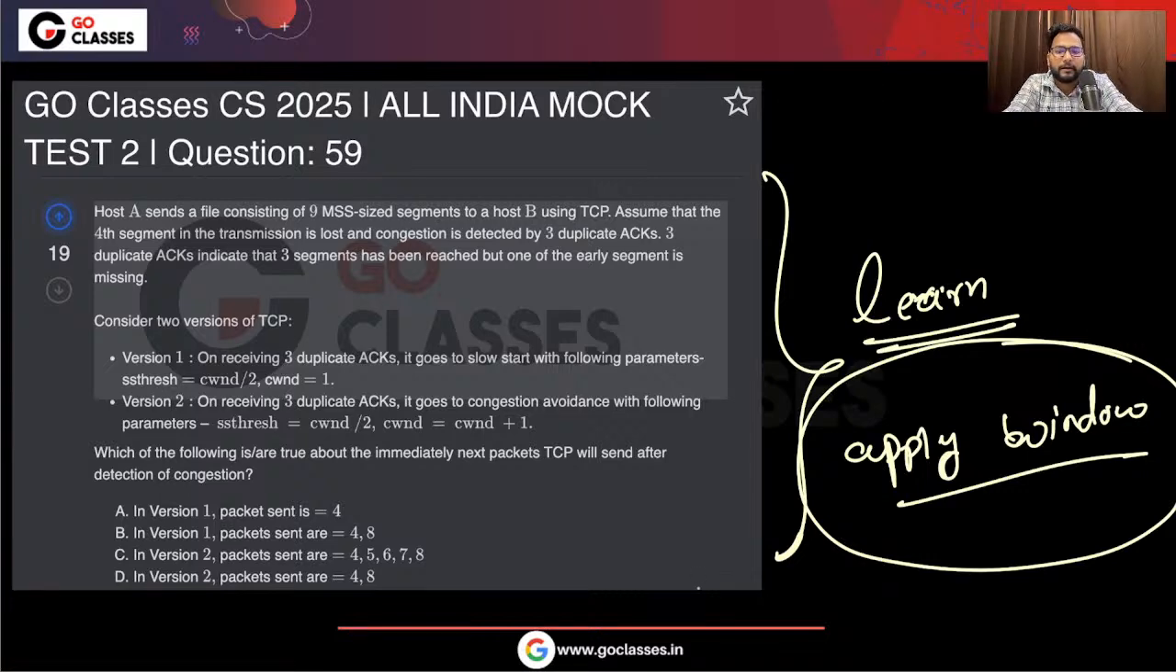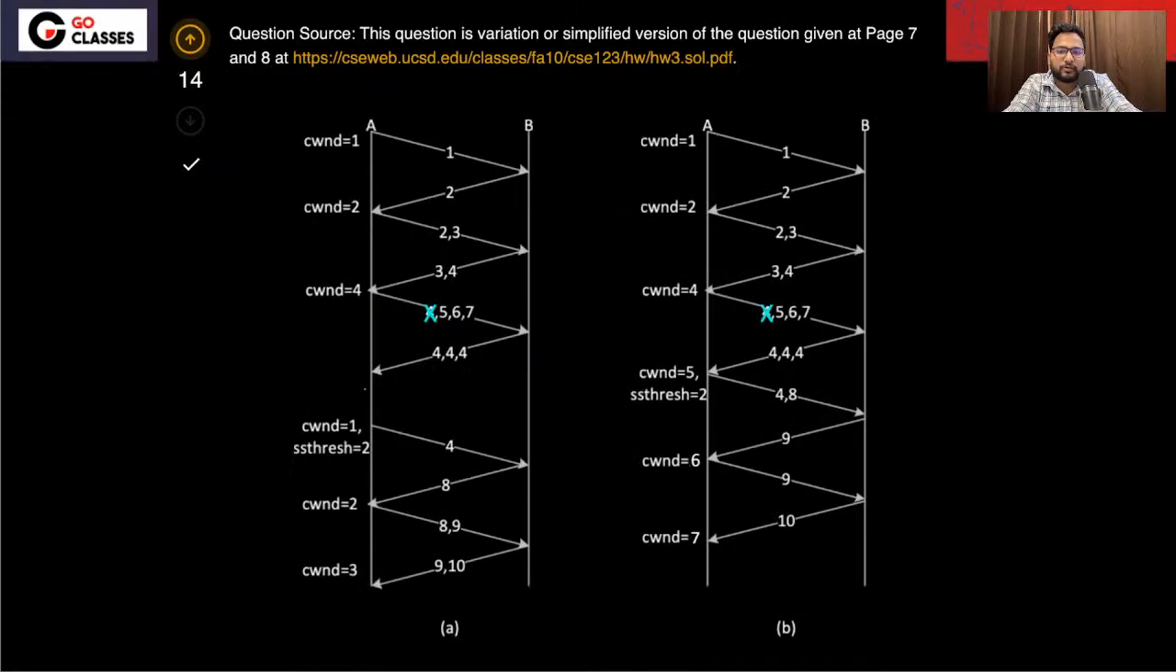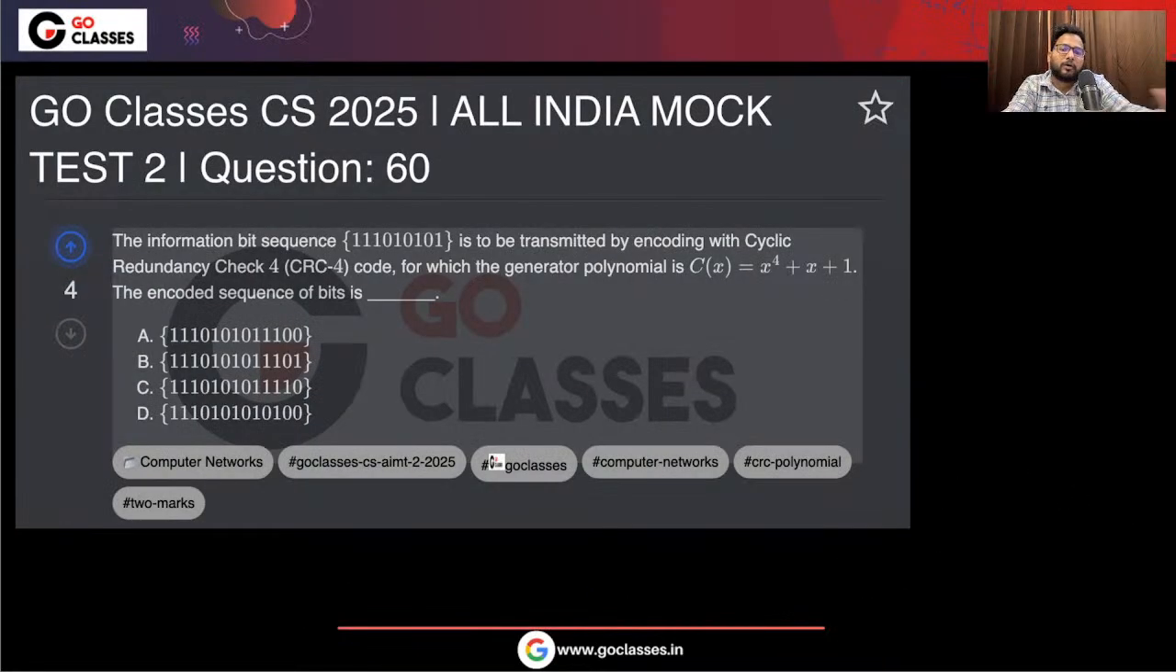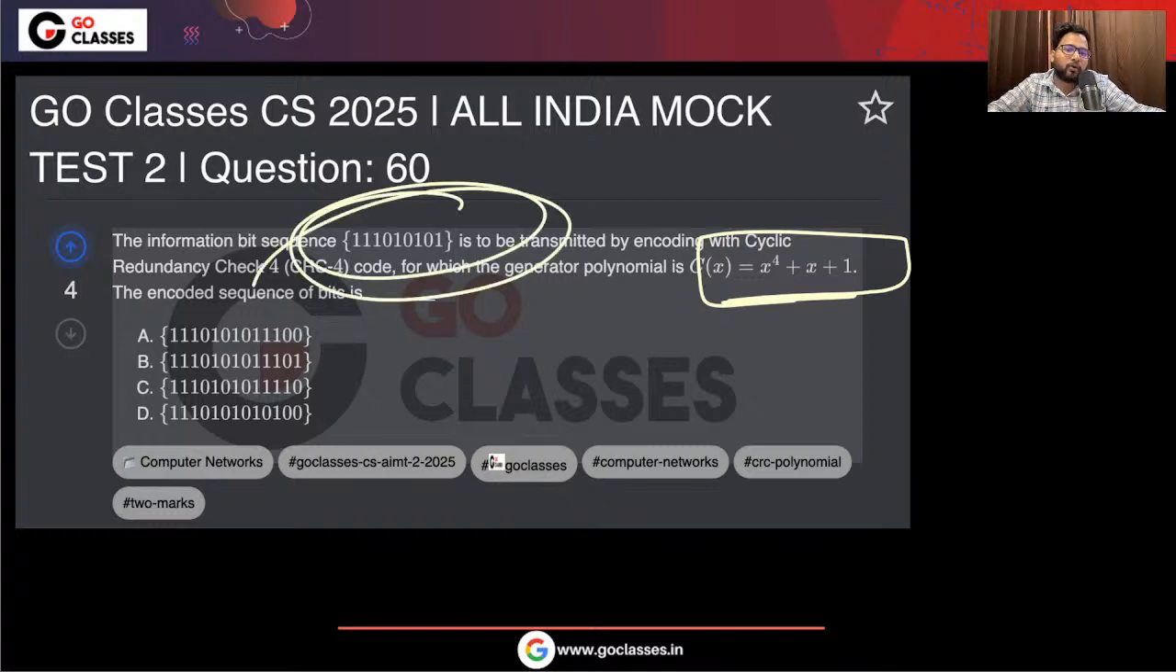Okay, now let's solve the next question. This question is a little calculation based. If you know the CRC, then you should be able to do this question directly. It is basically saying that you have your polynomial as this, and your data is this, and you want to encode using the CRC.